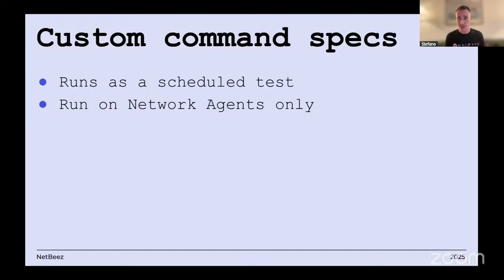If you're familiar, we have two types of agents: the network agents and the remote worker agents. The network agents are standalone monitoring appliances. They can be hardware, software, or virtual. And the remote worker agents run on end user endpoints, people working from home. So the custom command right now will work only on network agents.